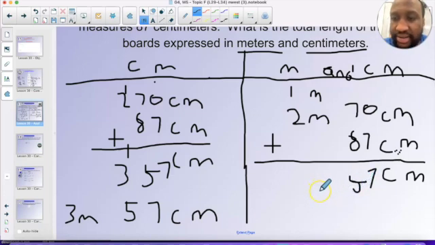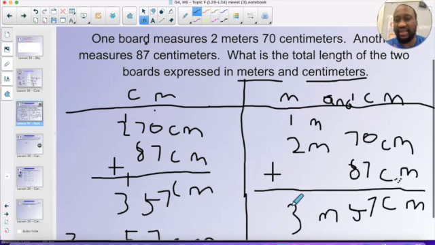And then I'm adding my meters, which is 2 meters plus 1 meter, which makes 3 meters. Either way you solve, you could get the same answer, whether you're adding with meters and centimeters or just centimeters. All right? Cool. Another way you could check your work is by working backwards. So subtracting the total from one of the boards, and you should get the other board. All right? Let's go ahead and move on to the next page.